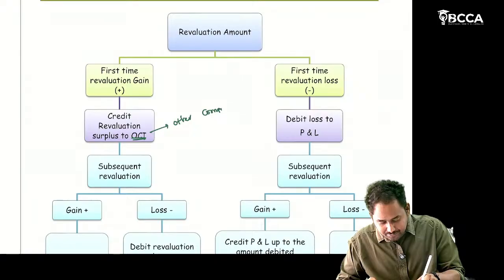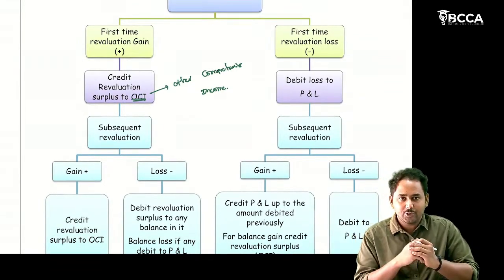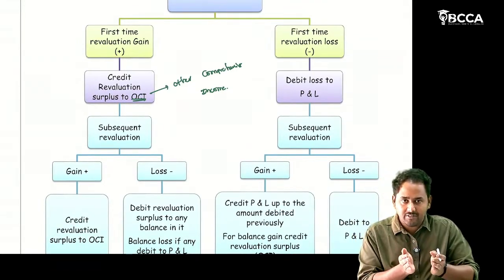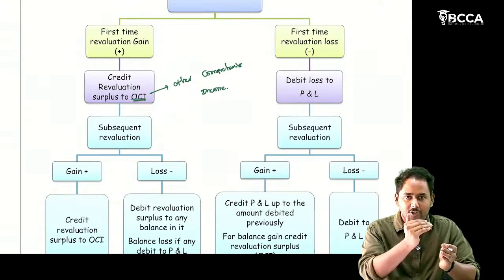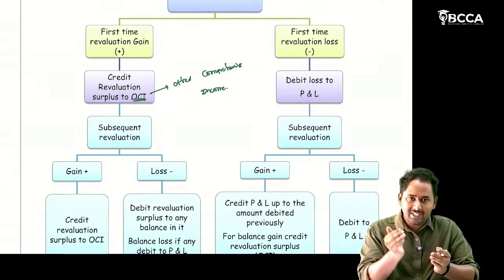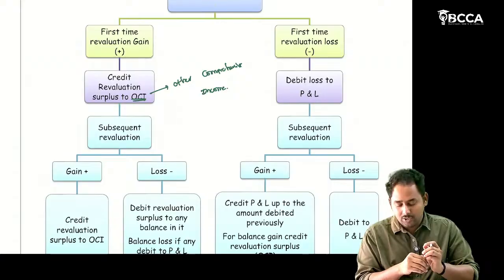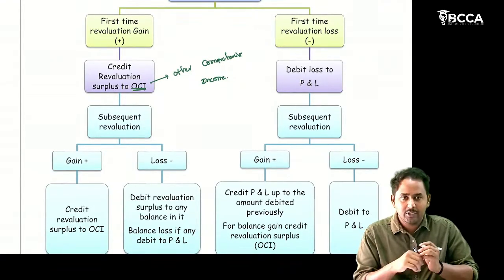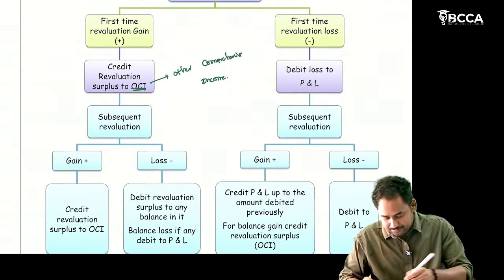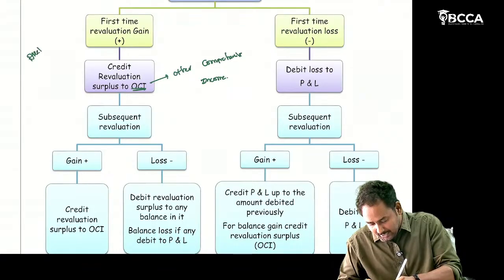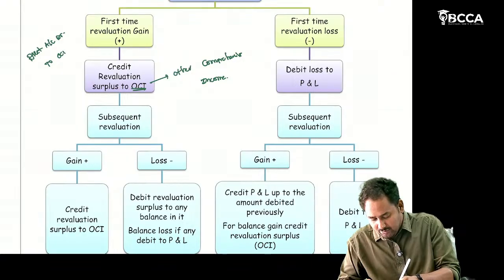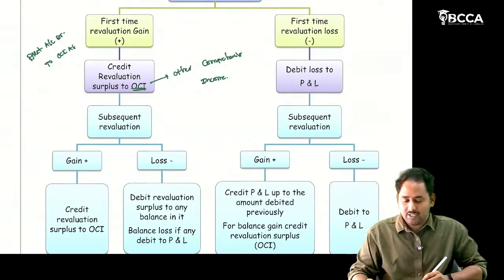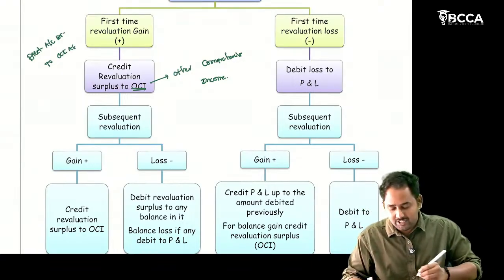Super. Other comprehensive income. So what is the journal entry? The asset needs to increase, because when I compare the carrying amount with the fair value, the fair value is more. So I should increase the carrying amount to the fair value. So asset account debit to OCI, directly you can use the OCI account. So asset account debit, OCI account credit. The asset is increased by the revaluation gain amount.